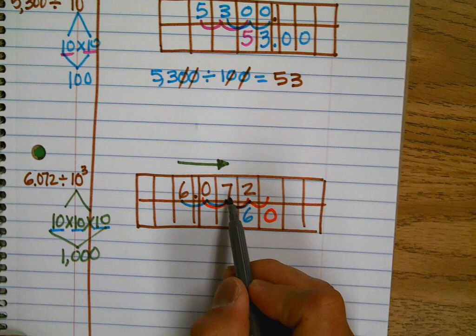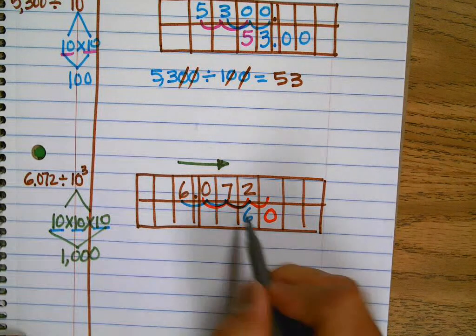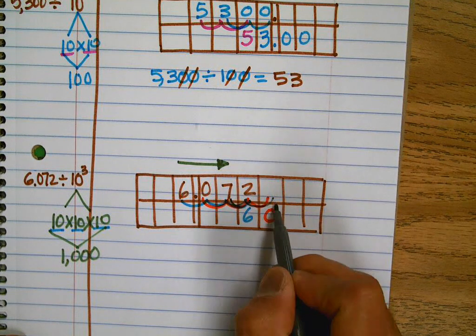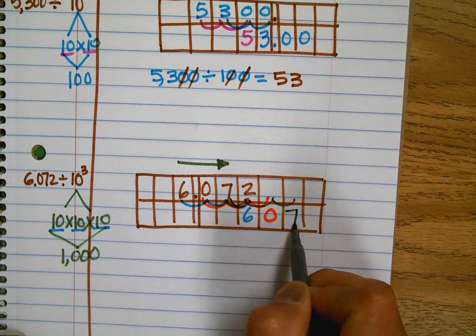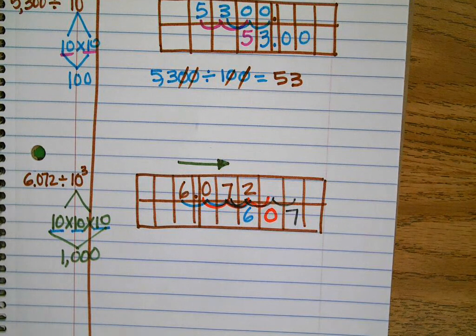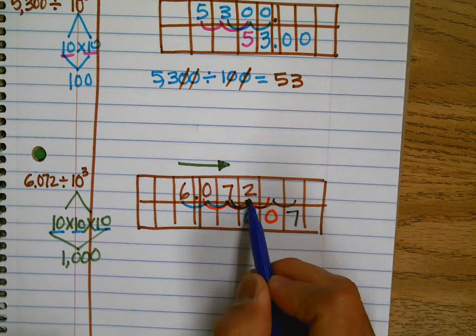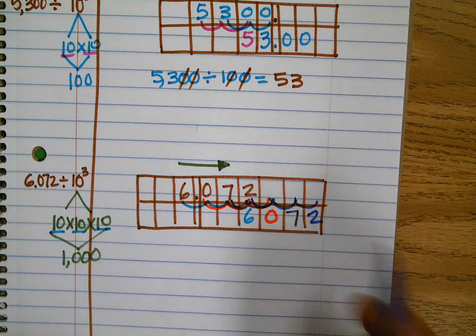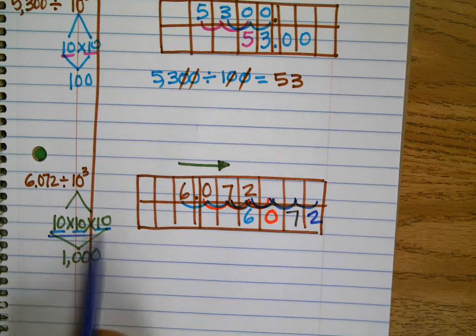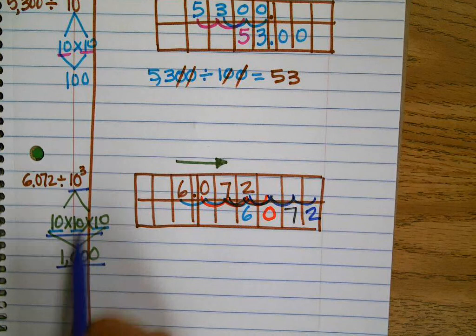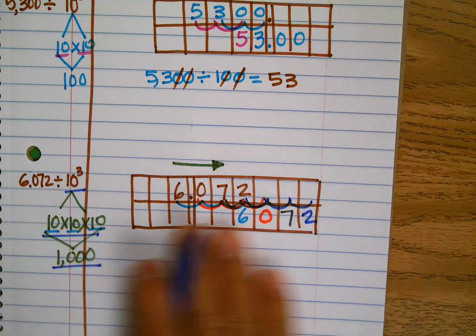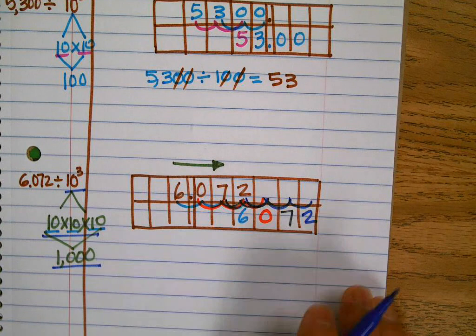Now we're going to look at the 7. It's going to be divided 1,000 times. So when you divide the 7 by 1,000, this is 10 times and 10 times and 10 times. And the last number is the 2. The 2 is going to be divided 10 times, 10 times, 10 times. And you're going to say again, why 3 times? Because of these, my friends. All of these are clues that tell you when you divide that number by 1,000, it moves 3 spaces to the right of the place value chart.